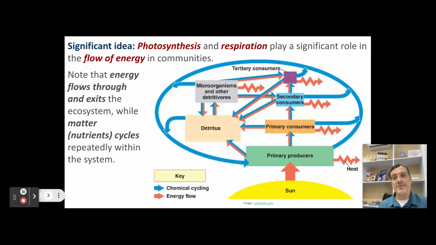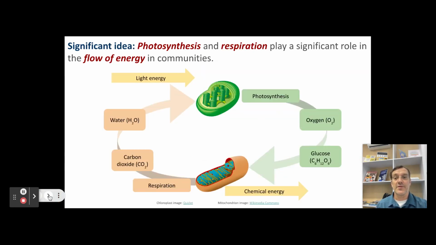One of the big ideas in ecology is that photosynthesis and respiration dictate how energy moves through ecosystems and communities. I want to remind you that energy enters, flows through, and leaves systems, while matter and nutrients cycle repeatedly within systems. And we can see that here in this simplified diagram of the carbon cycle.